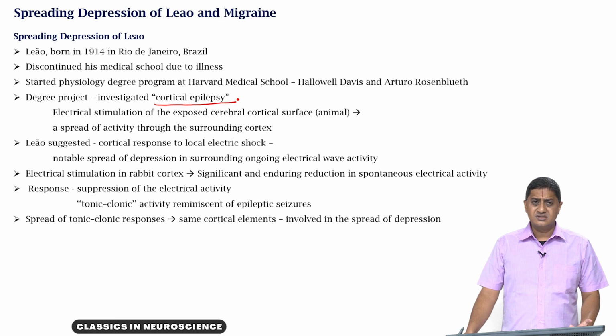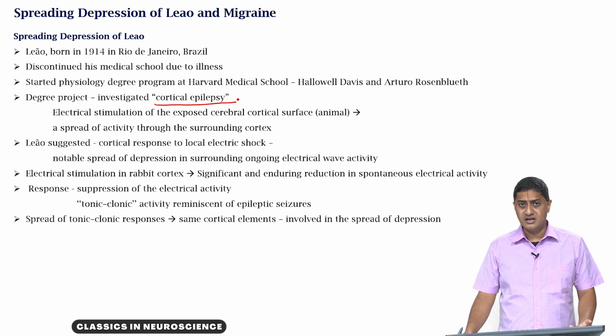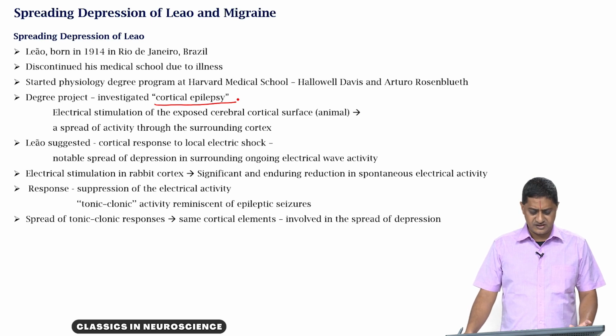He found that in the rabbit cortex there was a significant and enduring reduction in spontaneous electrical activity. There was a suppression of electrical activity that was then followed by tonic-clonic activity similar to epileptic seizures, but first there was the suppression of electrical activity in response to an electrical shock. This suppression came to be called the spreading depression of Leão.